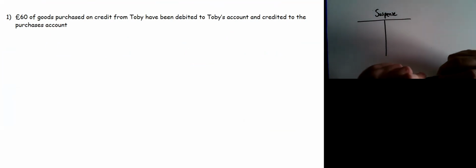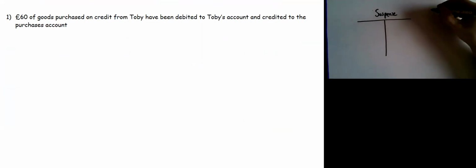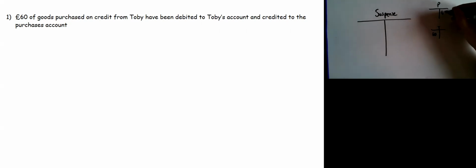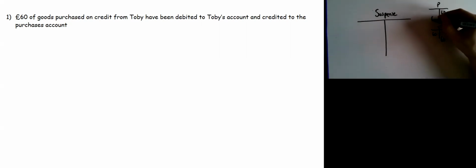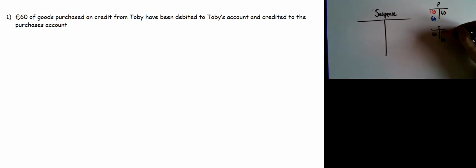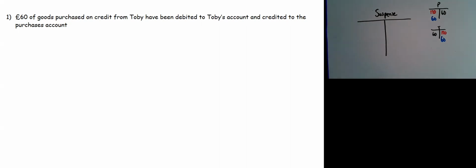So £60 of goods purchased on credit from Toby has been debited to Toby's account and credited to purchase account. So it looks like purchase Toby is being debited to Toby's and credited to purchases. So it's been the wrong way around. So you know how to fix this now. So it should have 60 and 60. So to fix it, I need 120 there and 120 there. So my general journal, I would say debit purchases 120, credit Toby 120. So no suspense needed for that.